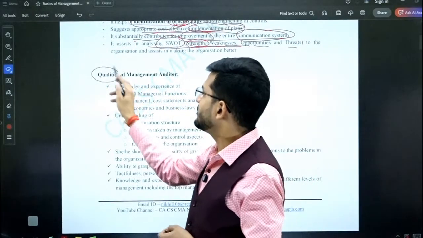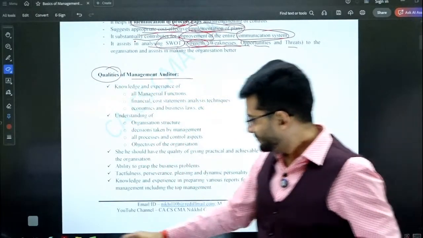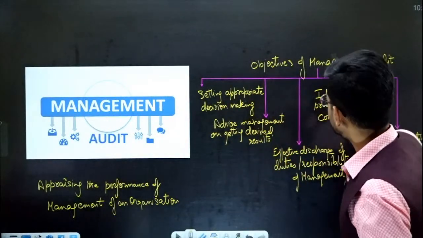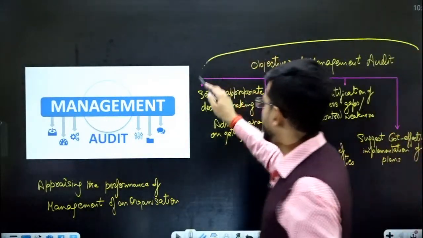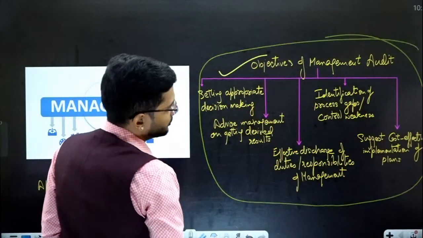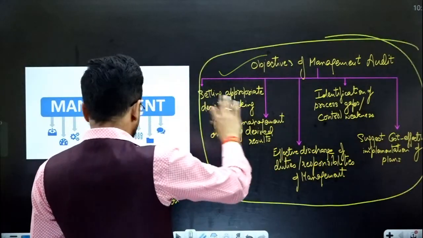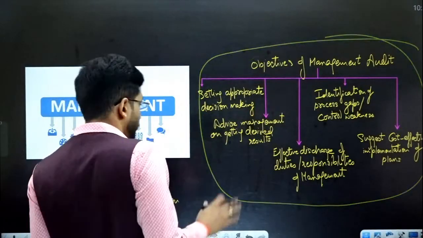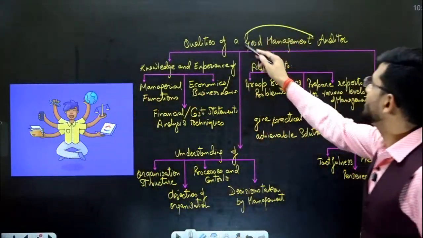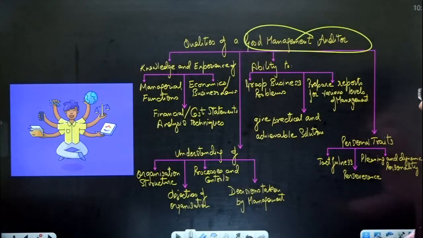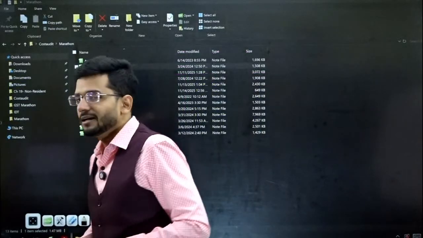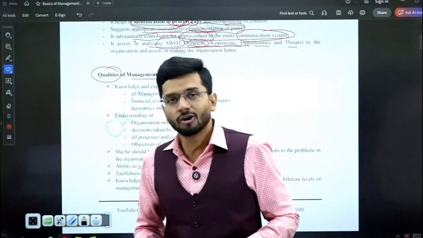Now, what are the qualities of a management auditor? Okay. Now, guys, for this particular topic, we have actually prepared a chart also. All the important headings have been converted into a chart format so that you can easily refer to it before your examination and revise it well. So what are the qualities of a good management auditor? What kind of qualifications are required from a management auditor?